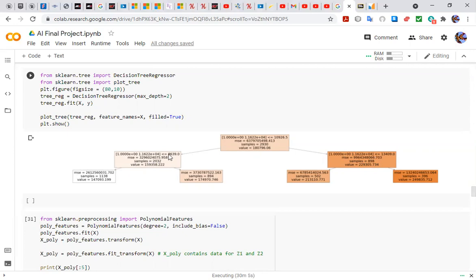Now, if it's less than even 8,639 square feet, it'll move over here to true. The samples value will tell you how many homes pack into this area, and it's 1,138 samples. The value of those homes is $147,093. Those are like the average values of the homes.